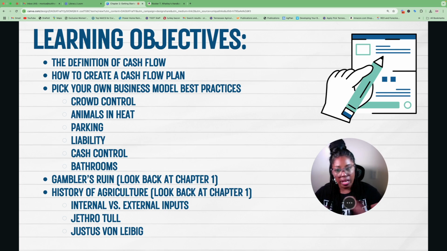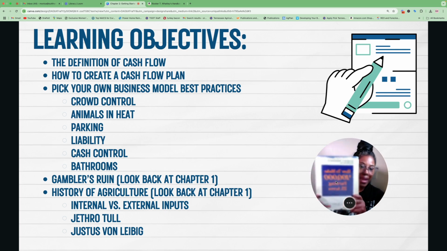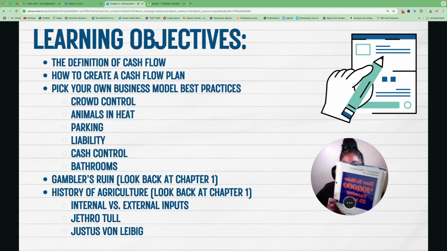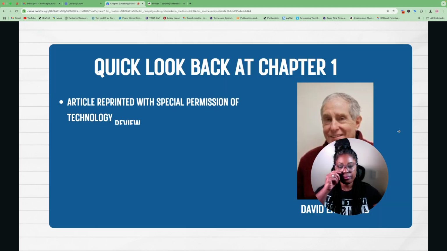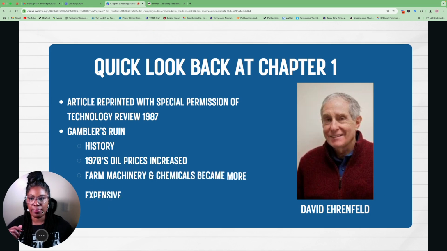Now, before we go to chapter 2, I want to take a quick look back at chapter 1, because at the end of each of these chapters, after the main part of the content is covered, they do a little question session, and then they have some articles that I didn't cover in chapter 1. So I want to go back and look at those really quick and talk about Gambler's Ruin and the history of agriculture. So let's take a look back at chapter 1.